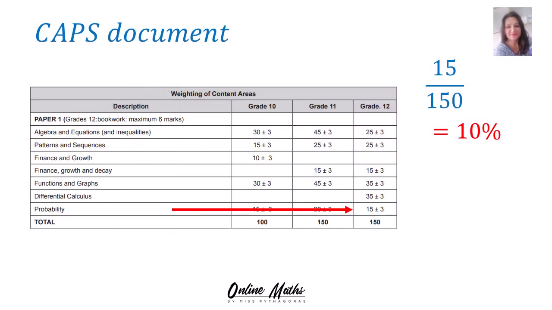The CAPS document tells us that probability is around about 10% of your paper. Please don't forget about the grade 11 probability. And you will also find at the end of this video, I added the grade 11 and the grade 12 probability playlists for you.